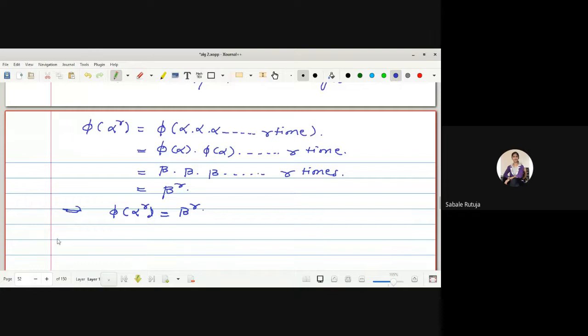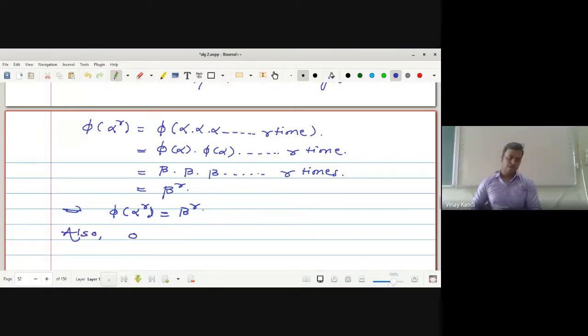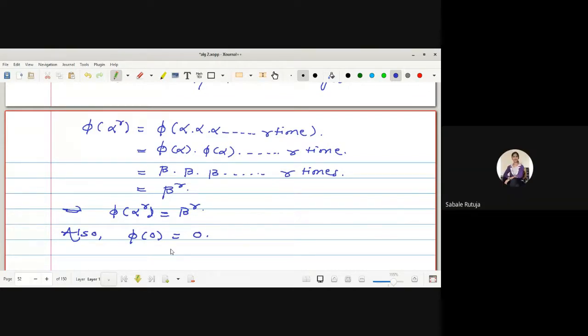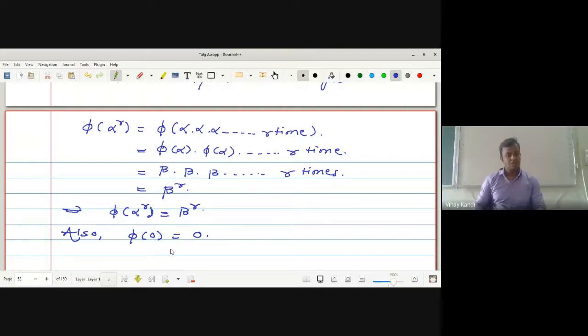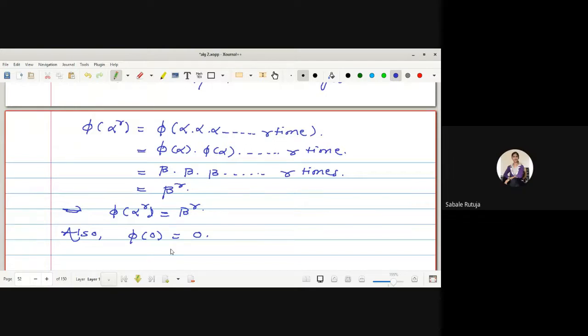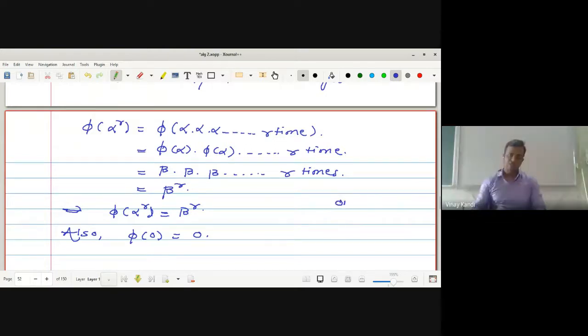Now, also phi of 0 is equal to 0. Why? Because phi is an automorphism, that means isomorphism. If it is an isomorphism, what will happen? The 0 element, the identity, maps to the identity. The 0 element remains the 0 element. Okay, identity maps to identity. What is the reason? Phi is an automorphism. What is an automorphism? It is one-one. In a one-one function, 0 maps to 0.